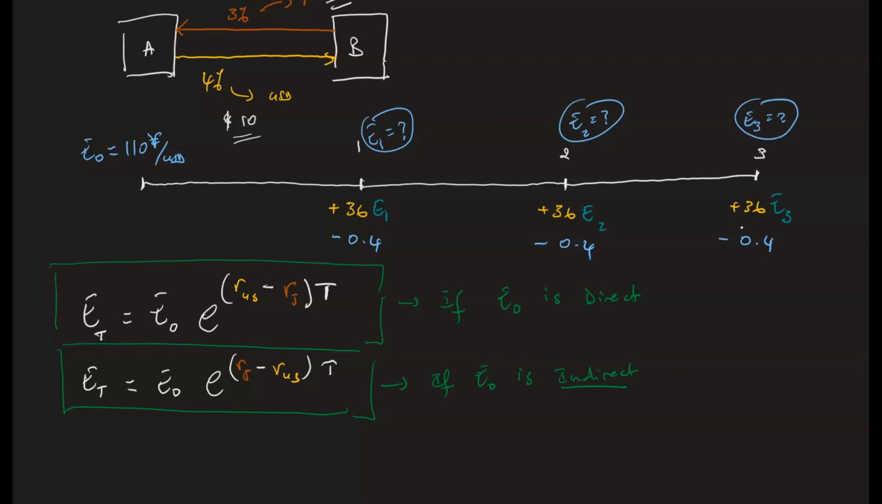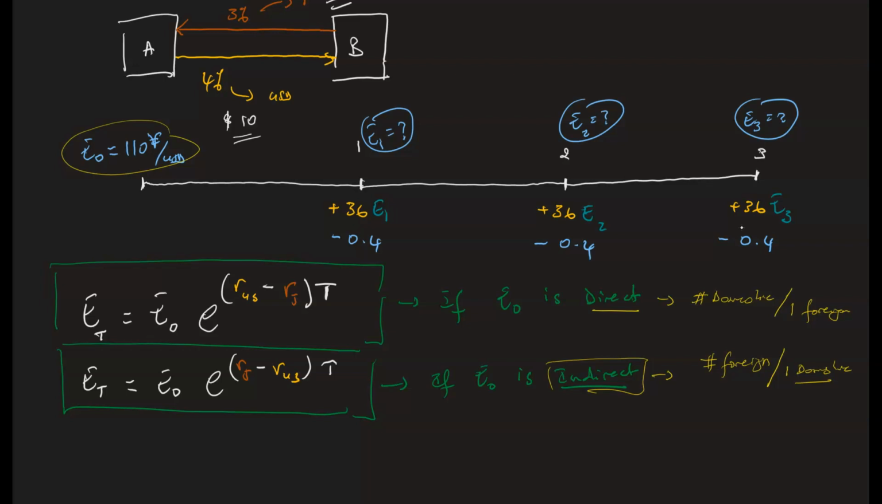Now, what is a direct quote and what is an indirect quote? The indirect is what we have. This is indirect because what we have is the number of foreign currency per domestic currency. That's our indirect quote. Our direct quote is going to be the opposite. It's going to be the number of domestic currency for one foreign currency.